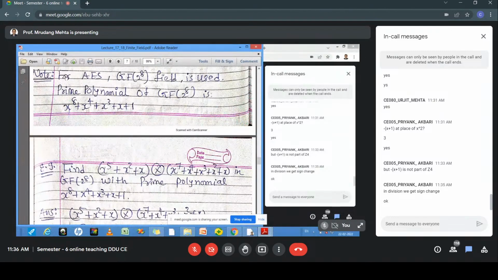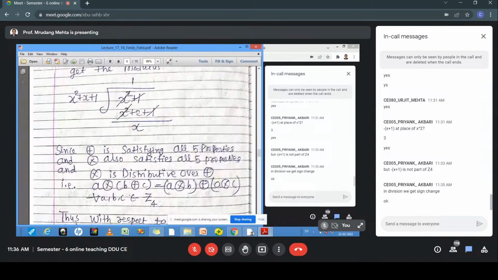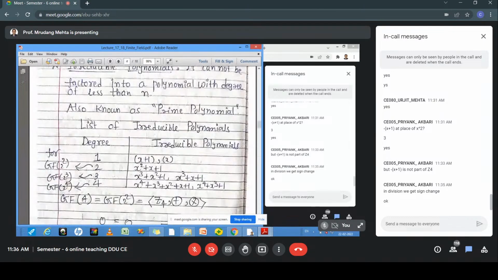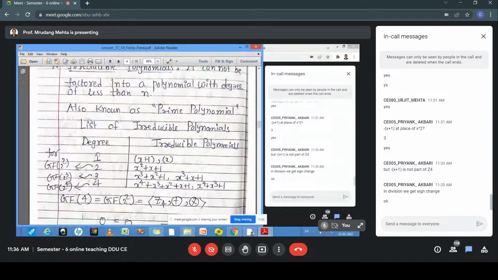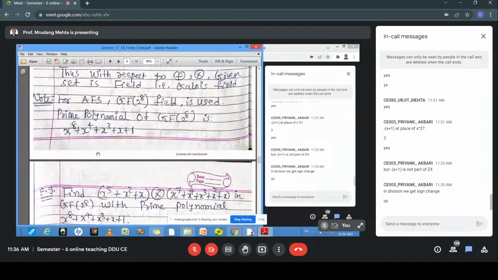So remember, this is a very important point. In AES, we use the Galois field 2^8, and the prime polynomial is x^8 + x^4 + x^3 + x + 1. That you can see over here, what we listed for x^8, right? So this is the prime polynomial, the important polynomial for us: x^8 + x^4 + x^3 + x + 1.